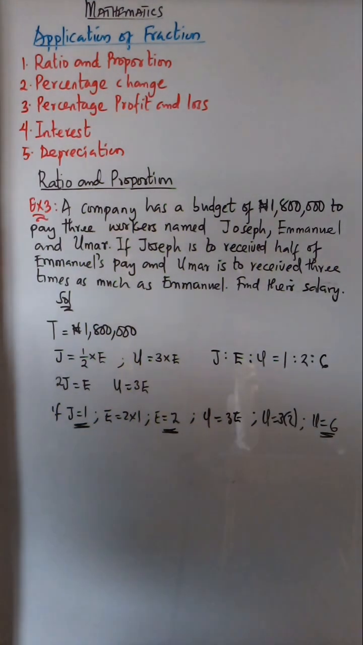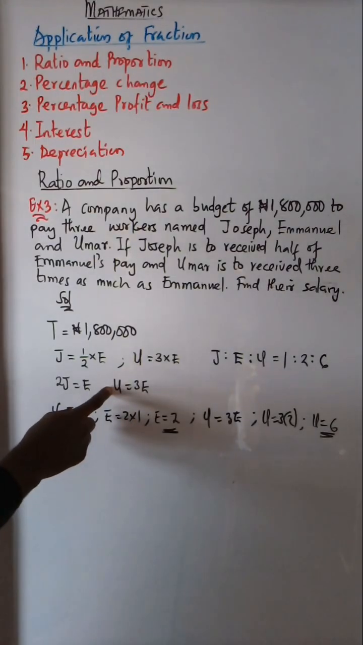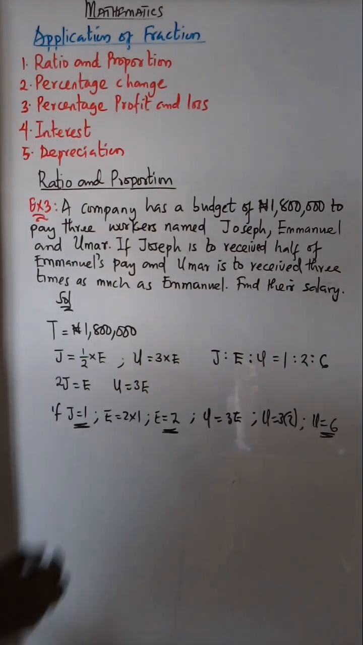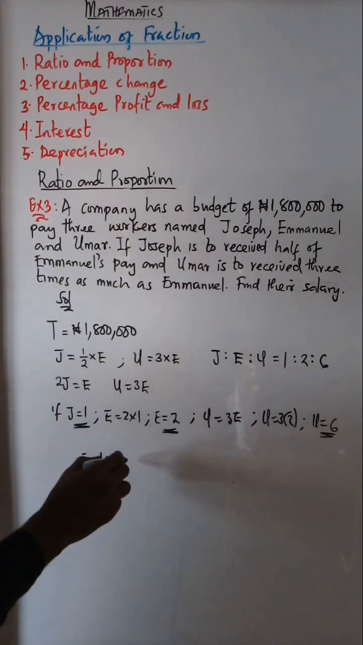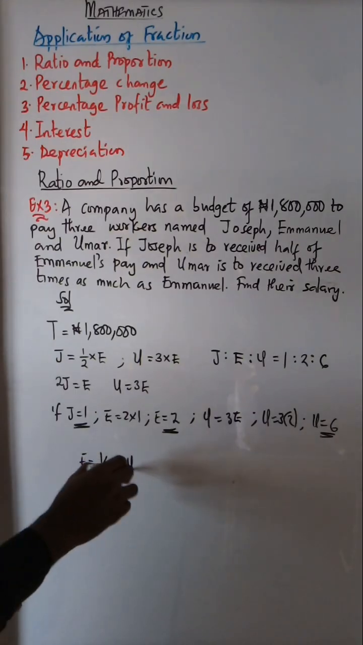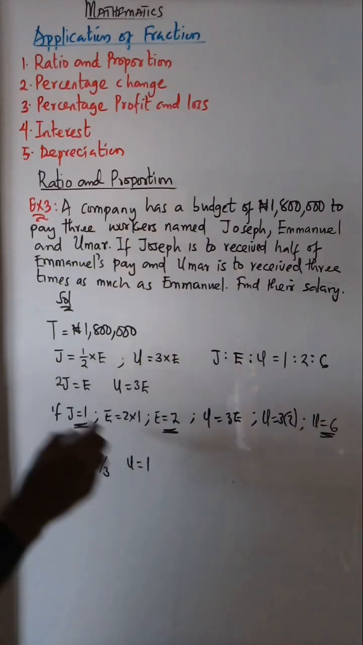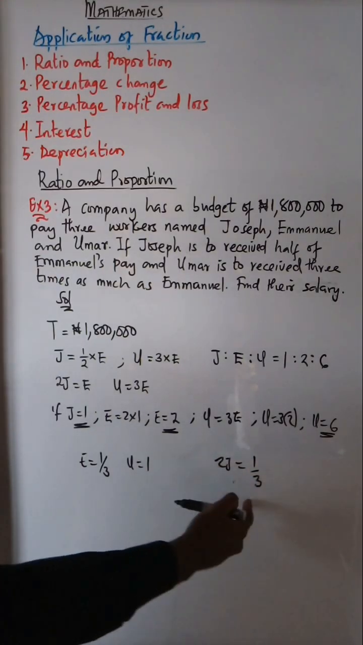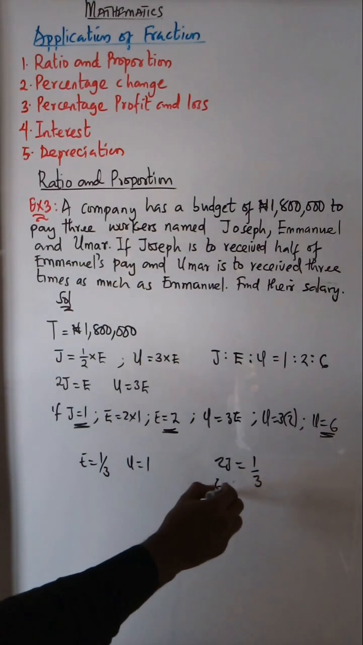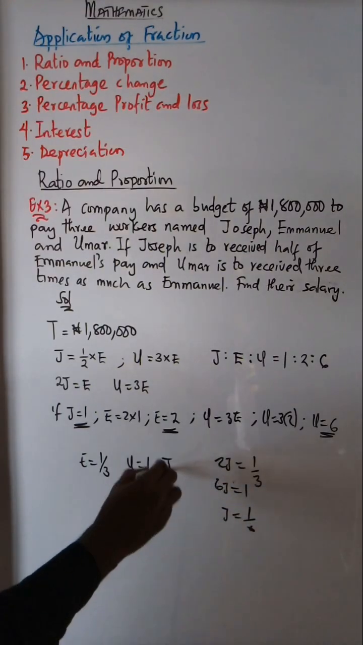You can give any of them 1. If you are given 1 to Umar, if you put u to be 1, we are going to get Emmanuel to be 1/3. Then Umar is given 1, Emmanuel is 1/3. Then from here, since Emmanuel is 1/3, it means 2j equals to 1/3. So you can multiply it. From here, it means 6j equals to 1. Divided by 6, j equals to 1/6. So it means j equals to 1/6.